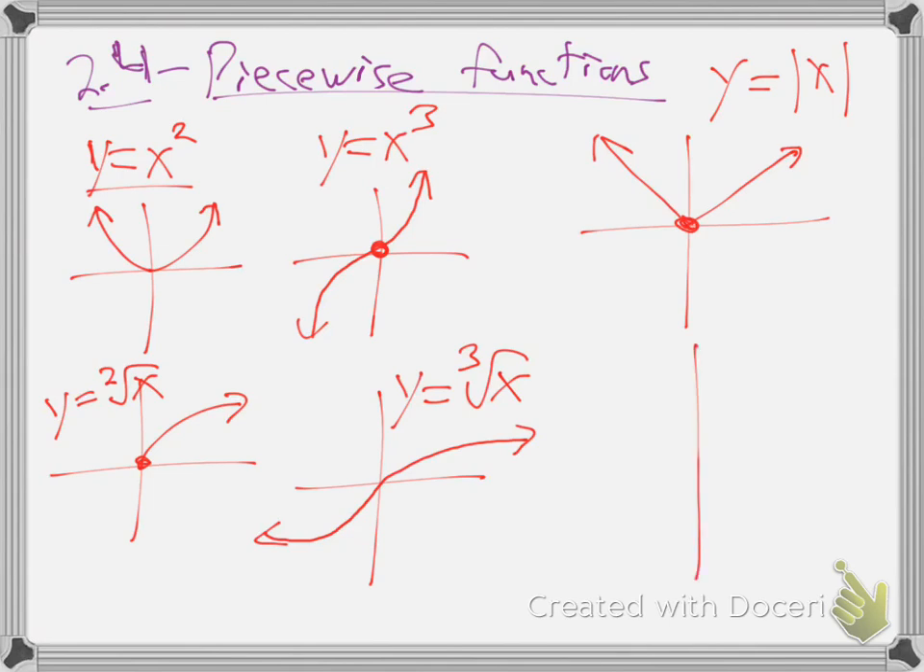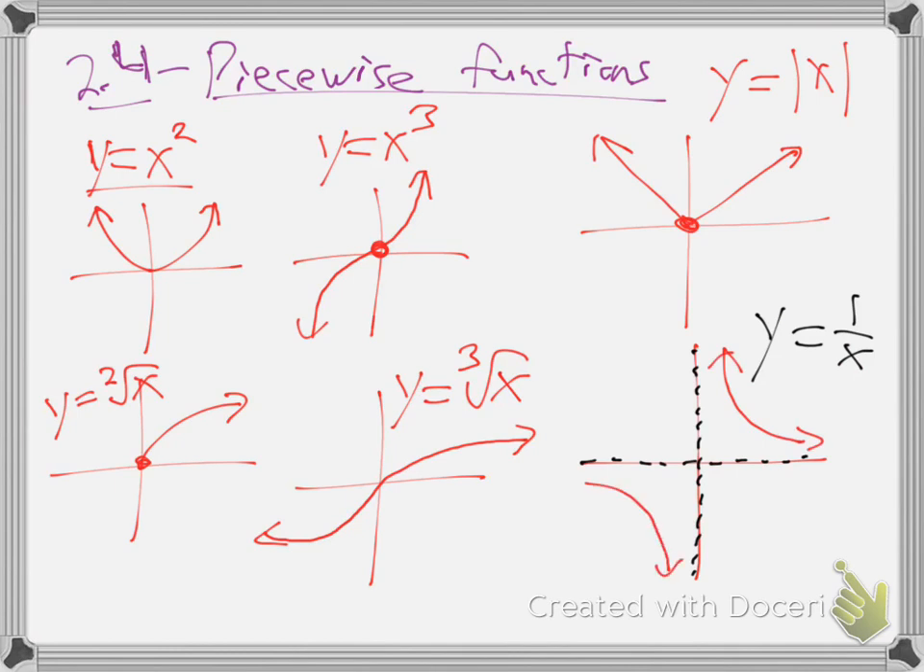But for now, they're all at the origin. Last one is kind of the trickiest. It's y equals 1 over x. That one has asymptote lines at the axes and diagonal branches. So again, they're on the sideboard. Those are the basic 6.